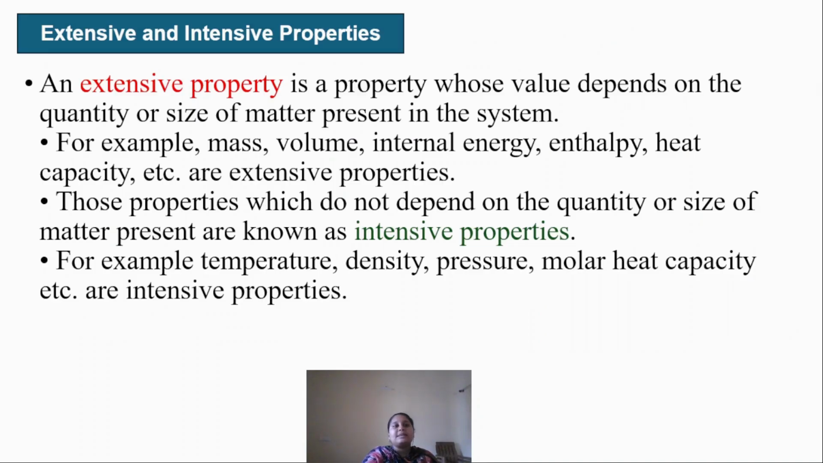The next topic is extensive and intensive properties. An extensive property is a property whose value depends upon the quantity or size of the matter present in the system. For example, mass, volume, internal energy, enthalpy and heat capacity are extensive properties. Those properties that do not depend on the quantity or size of the matter are known as intensive properties. For example, temperature, density, pressure and molar heat capacity are intensive properties.